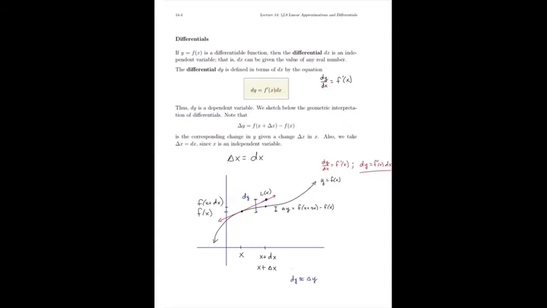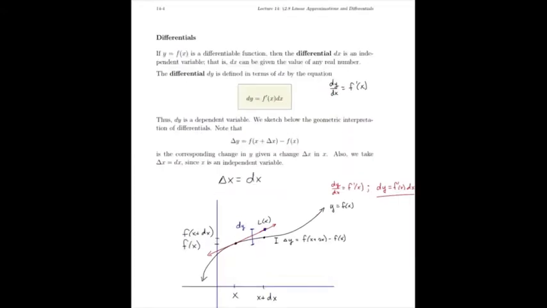So dy is a dependent variable. y is a dependent variable. And so dy is going to depend on the change in dx. So our change in our y variable, the change in y, is equal to the derivative of f at x times the change in x. Okay? We're going to build a whole new approximation formula out of this.